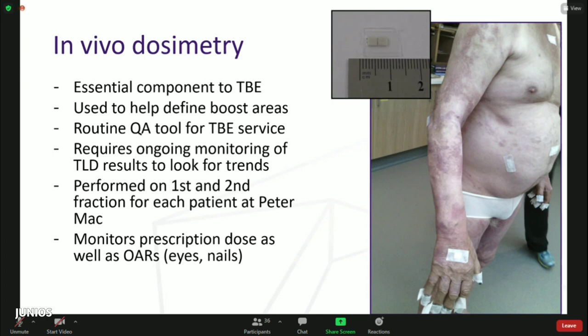We have 26 standard positions that we measure over 2 fractions. So it is a bit of a workload, but again, it is essential. There's no other way of reporting the dosimetry to these patients. So we monitor not only the prescription dose, but also the dose to any organs at risk.